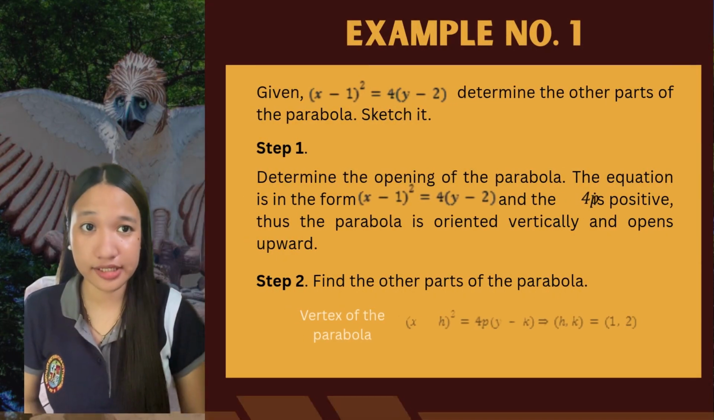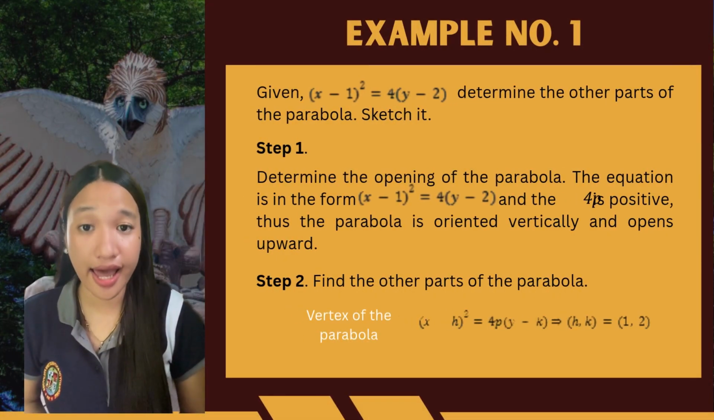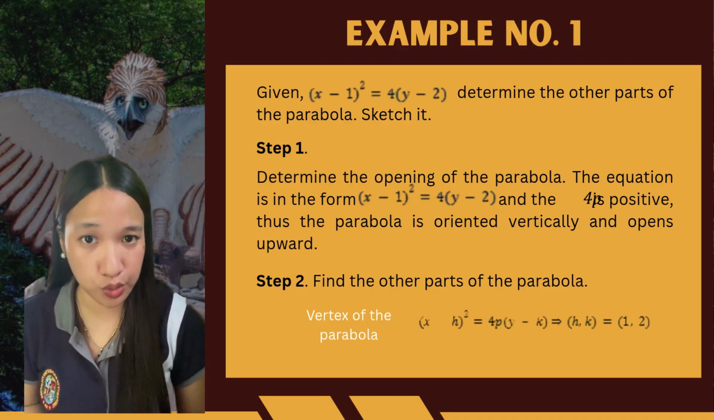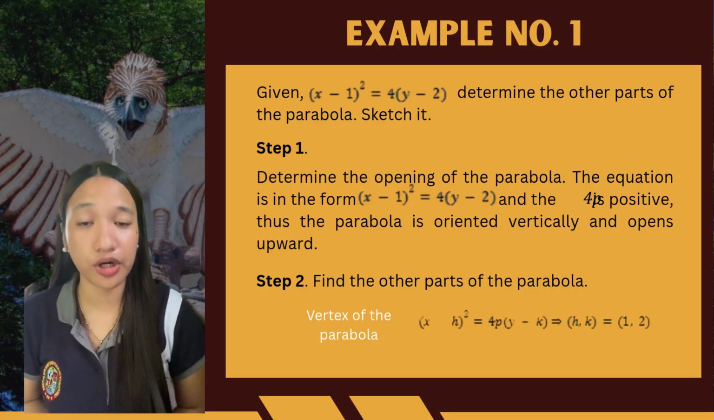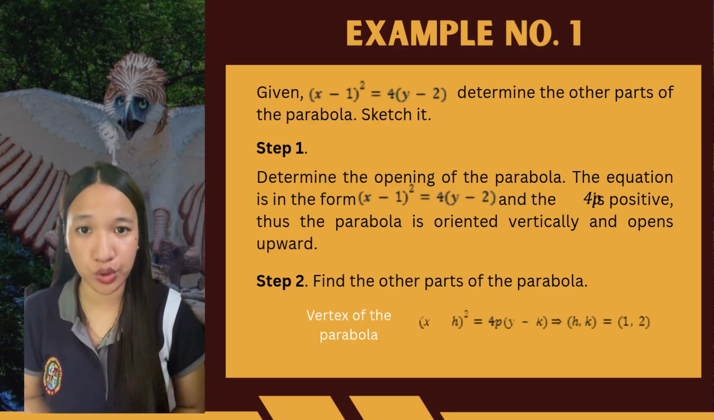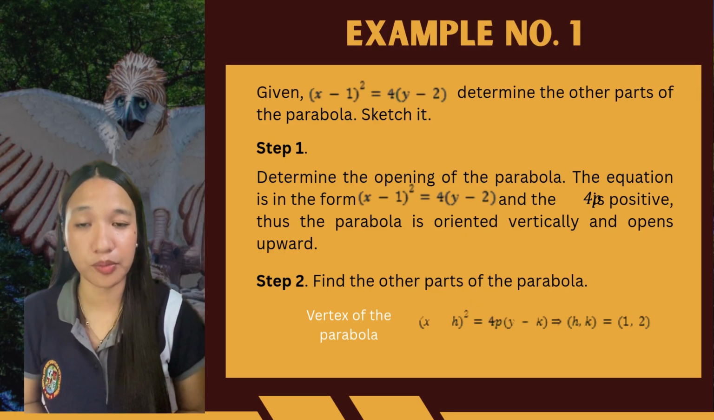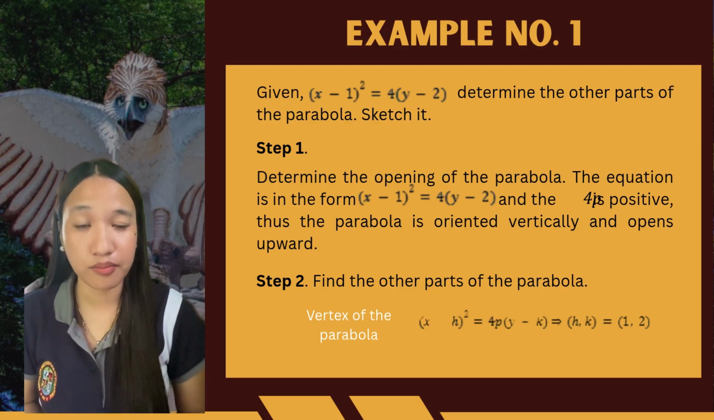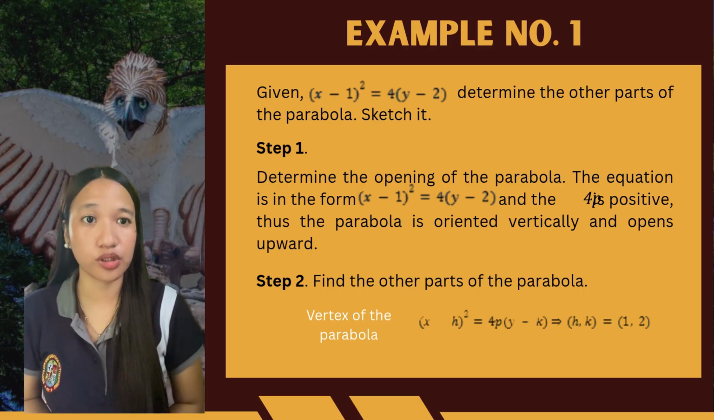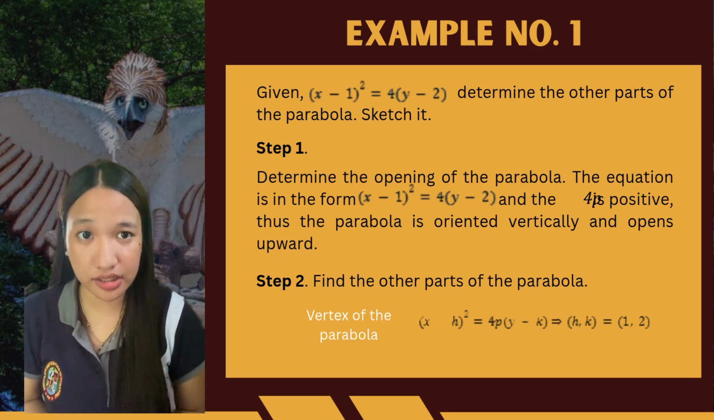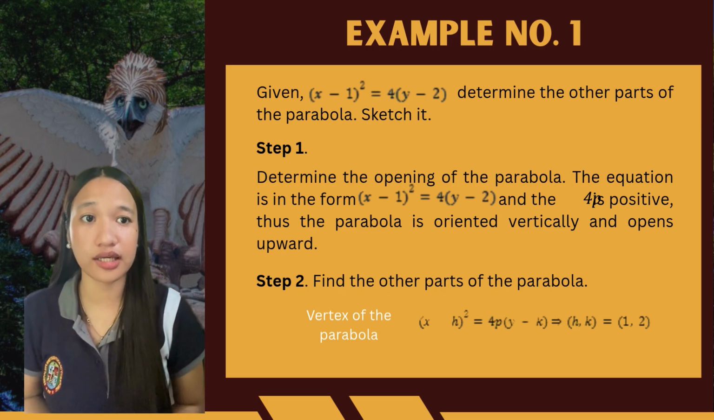For our first example, given that (x - 1)^2 = 4(y - 2), determine the parts of the parabola, then sketch it. So our first step is we have to determine the opening of the parabola. The equation form is (x - 1)^2 = 4(y - 2), and the 4p is positive, thus the parabola is oriented vertically and opens upward.